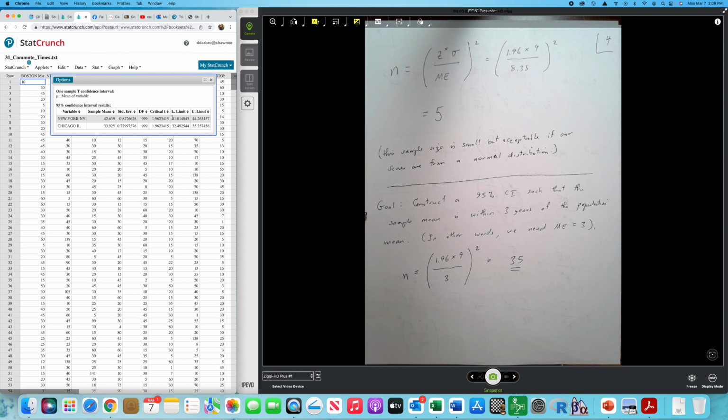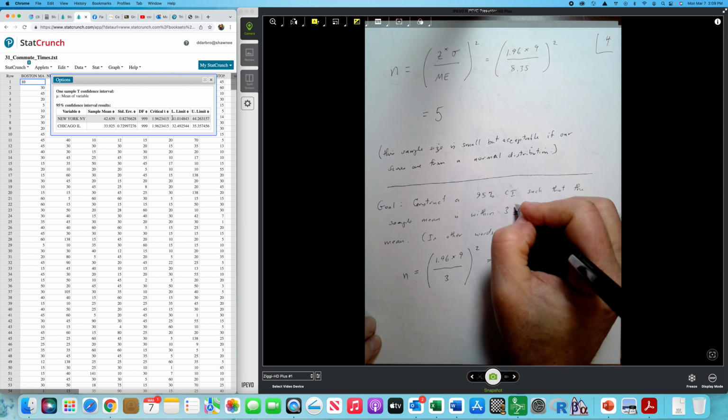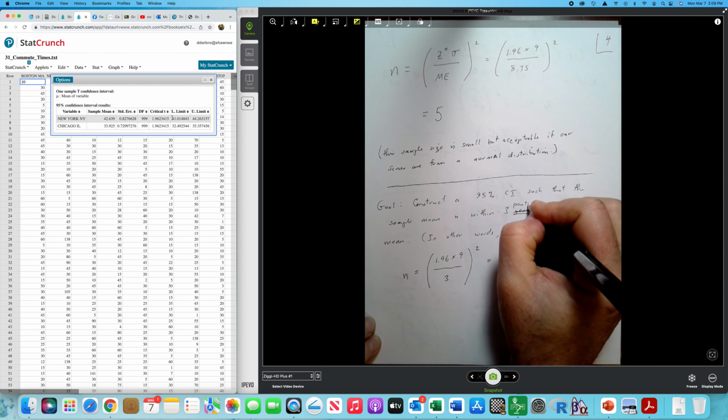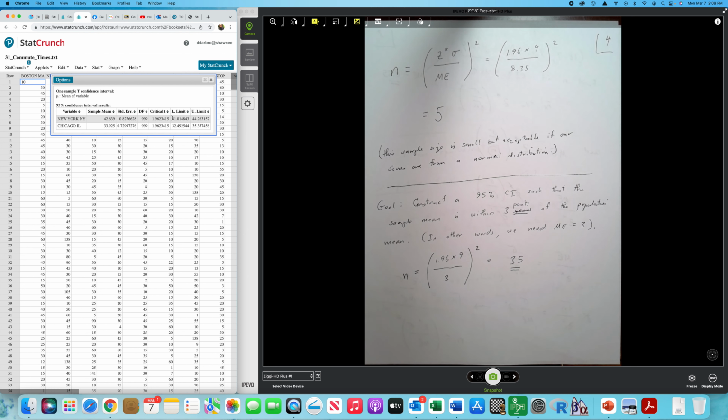Now, let's see what's going on here. The goal: let's construct a 95% confidence interval such that the sample mean is within 3 points of the population mean. In other words, what we're saying here is we want the margin of error to be equal to 3. Well, it's just a simple manipulation of a formula now.